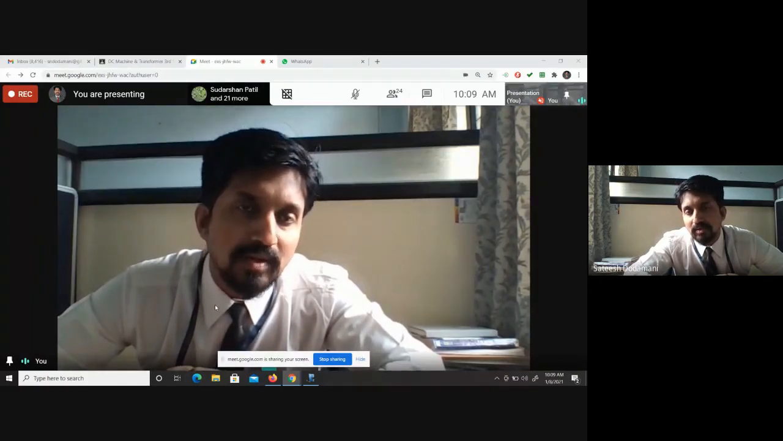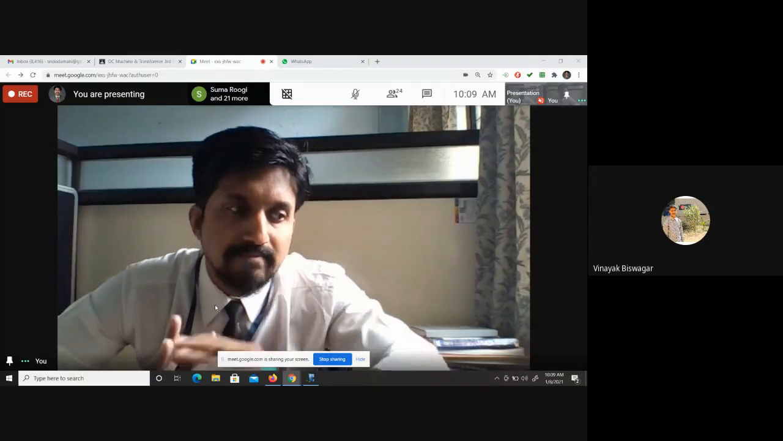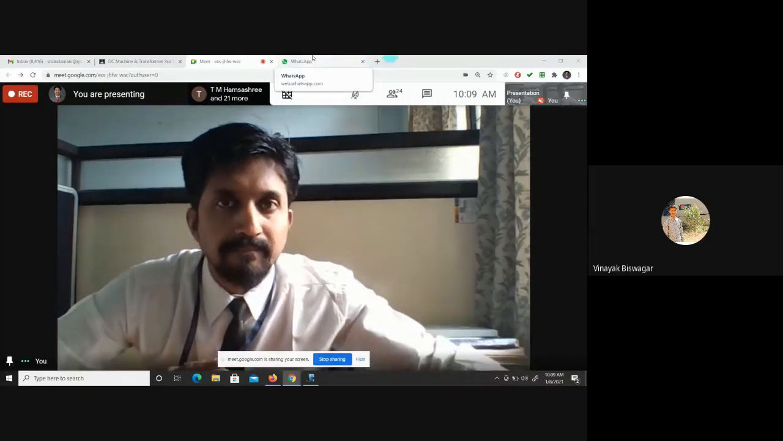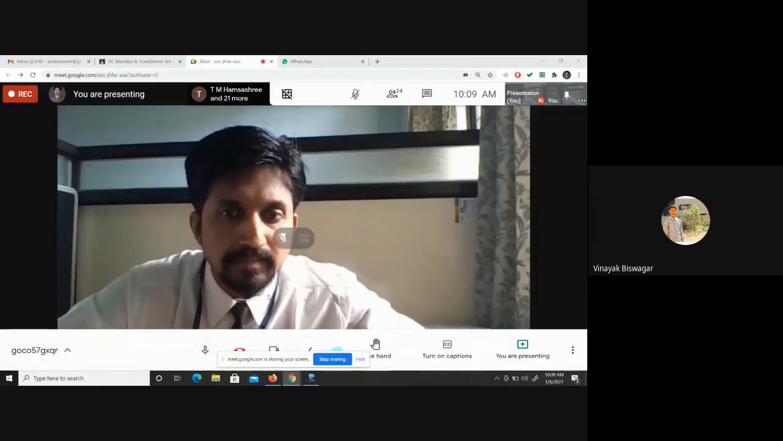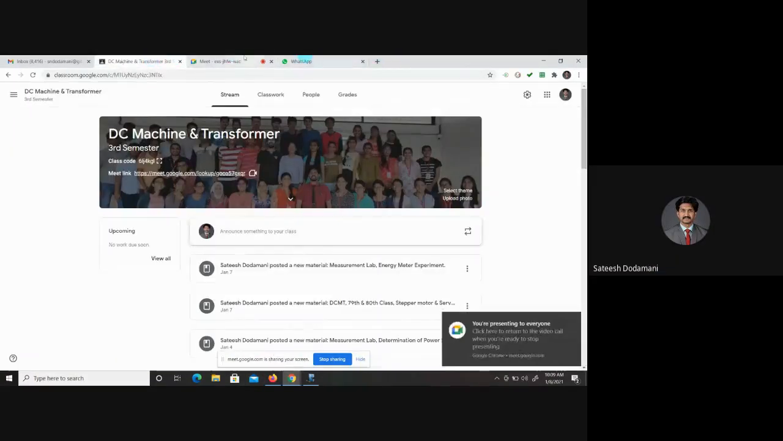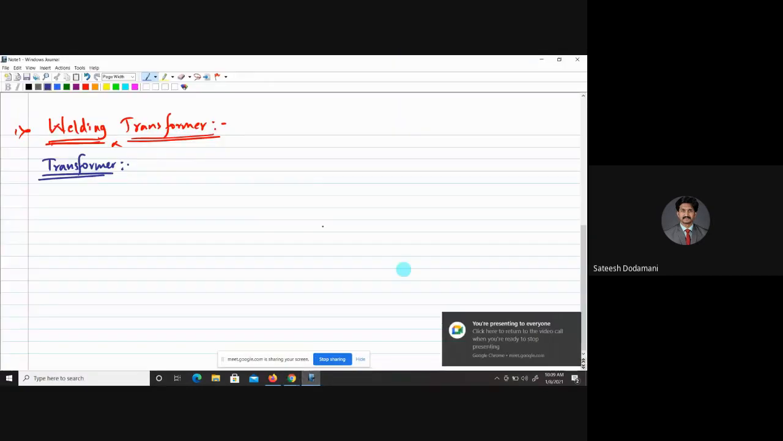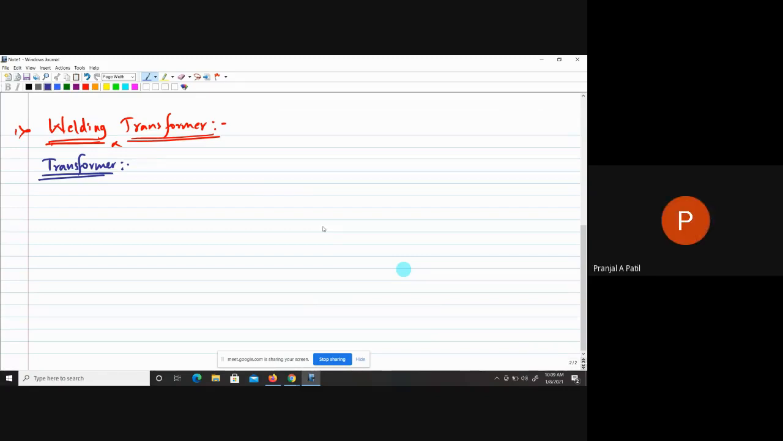What is a transformer? How do you define it? You have already studied this. A transformer is an electrical device which transforms the power from one part of the device to another without changing frequency. Okay. Anybody else? Transformer steps up or steps down the voltage level. Only the voltage level.